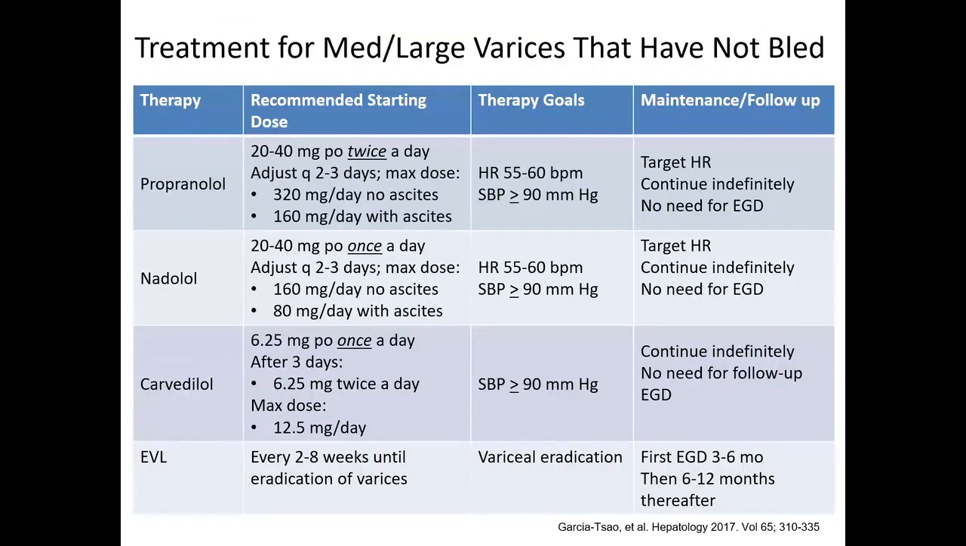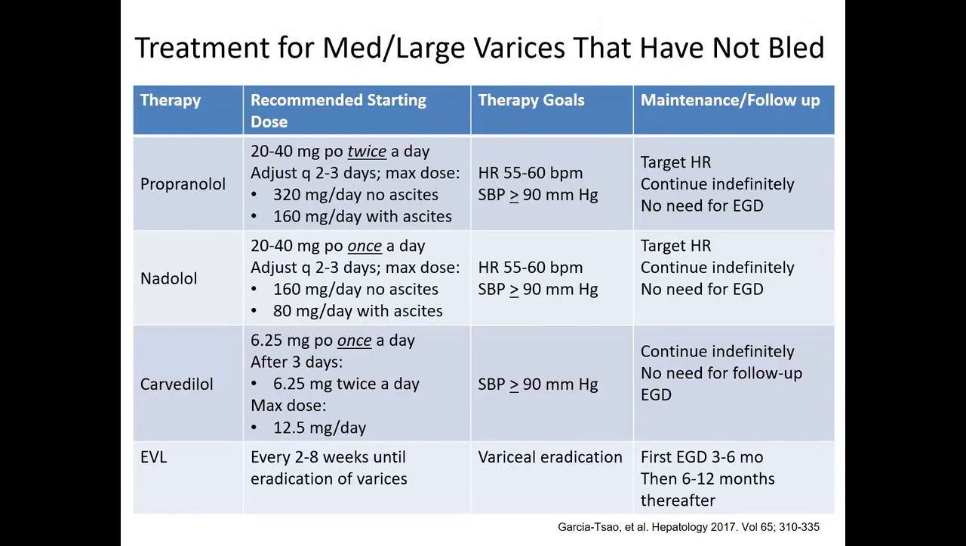For propranolol, the dose is 20 to 40 milligrams orally twice a day, and the dose is adjusted every 2 to 3 days with a maximum dose of 320 milligrams per day if the patient has no ascites and 160 milligrams per day with ascites. Therapy goals are a heart rate no higher than 60 and a blood pressure no lower than 90, as well as monitoring in subsequent visits for the target heart rate to be met, and a reminder that, again, there is no need for EGD.